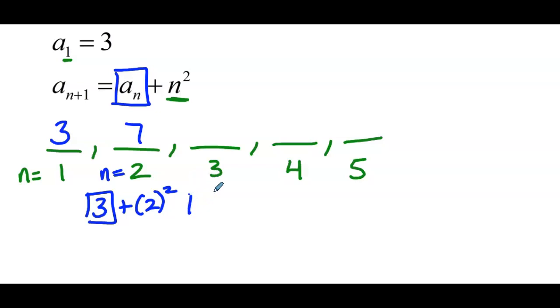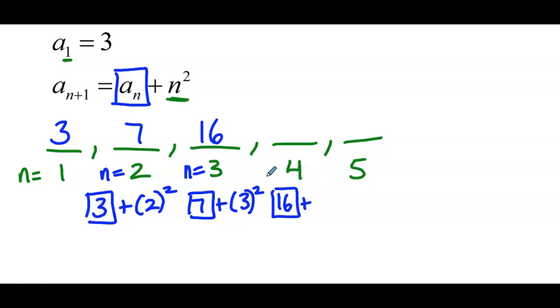Okay, so now 7 goes in the box plus n squared, but n is now 3, right? Underneath this blank space, n equals 3, so plus 3 squared. So 7 plus 9, 16. Keep going. Now 16 goes into our box plus n squared. Well, for this term, n equals 4, so plus 4 squared. So 16 plus 16 is 32.